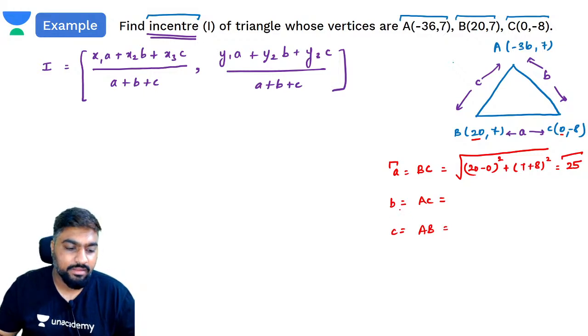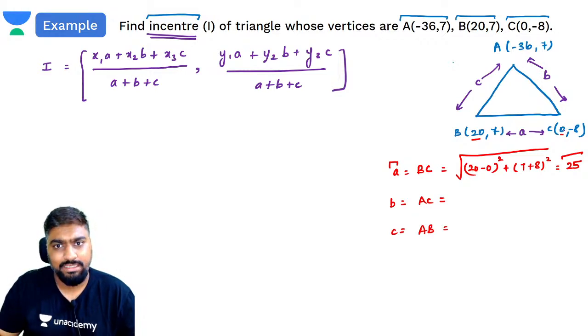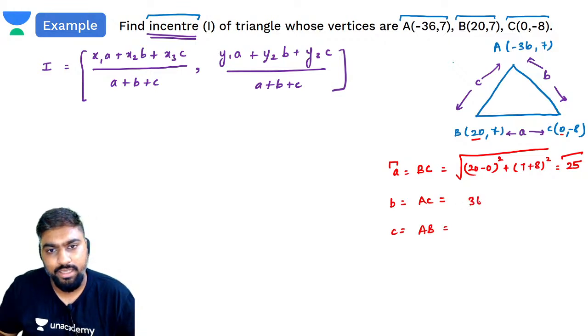Similarly, find b का length. What is the length of b? b is this. So 0 and 36 के बीच का difference, 0 minus minus 36 is 36 square plus minus 8 minus 7 is minus 15, that is 15 square का under root.